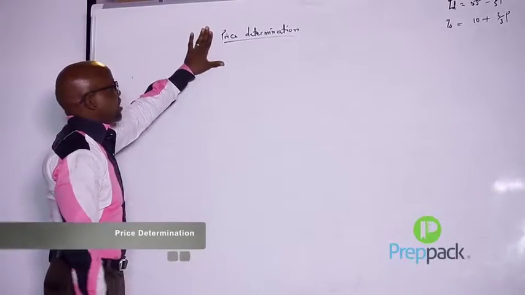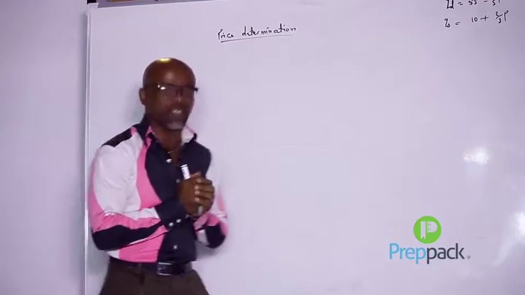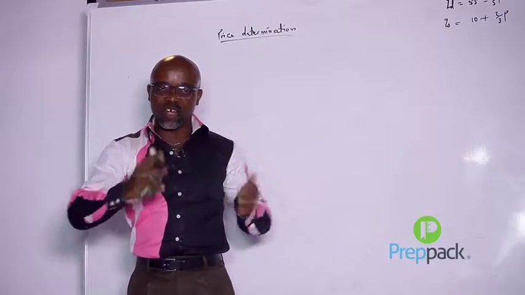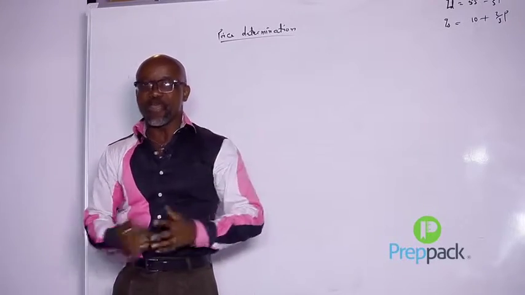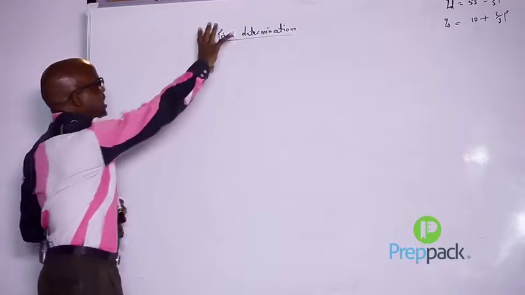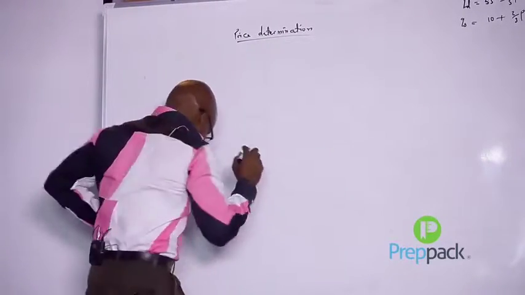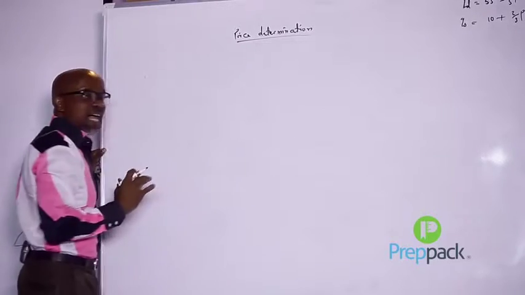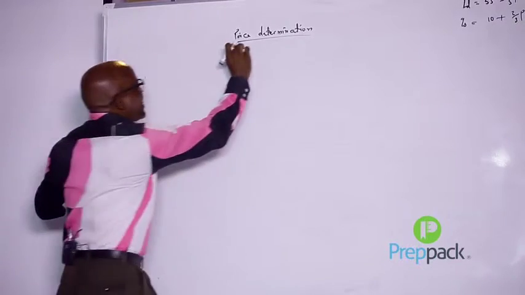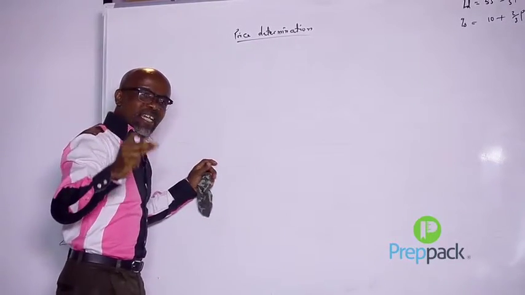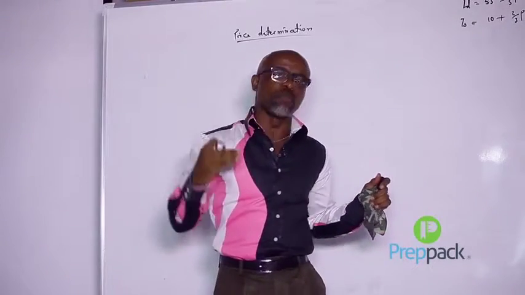For today, I want to look at price determination, which is still on microeconomics. In our previous class, we discussed demand theory and supply theory. Now, I want to look at price determination. Price determination, in a nutshell, is all about what now? The combination of demand and supply. In defining price determination, we said it refers to the price at which a commodity is produced, exchanged, and distributed.